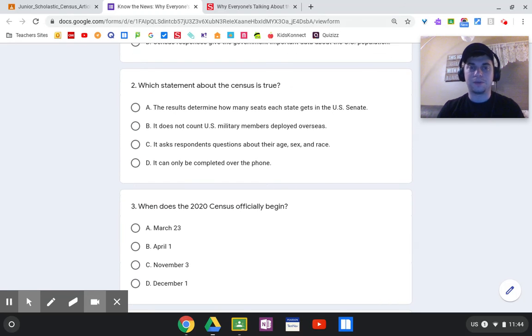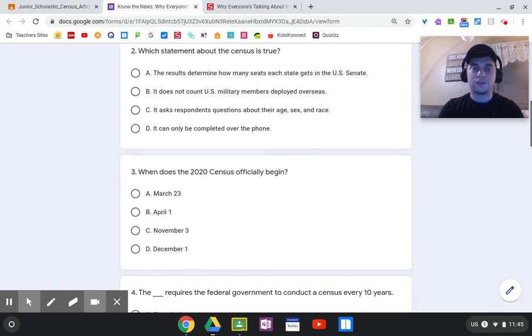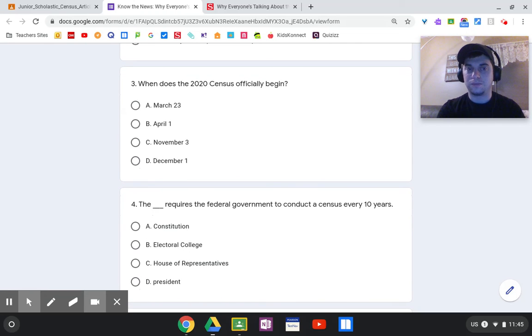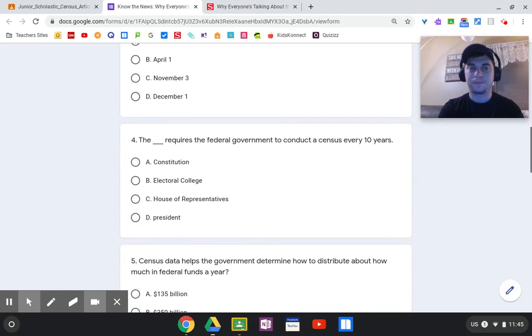Number 2, which statement about the census is true? Again, if you go through these options here, you can just go back to the article, see which one matches up and which one doesn't, and then just use process of elimination for that question. Number 3, when does the 2020 census officially begin? March 23rd, April 1st, November 3rd, or December 1st? Again, go back to the article to see which one of those dates matches up.